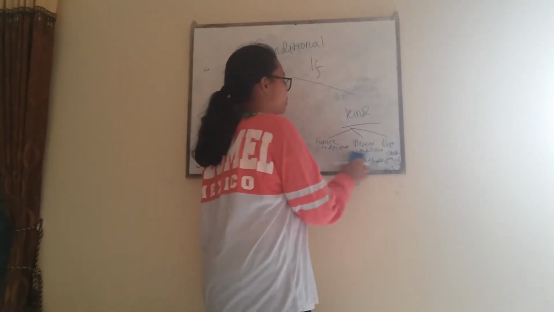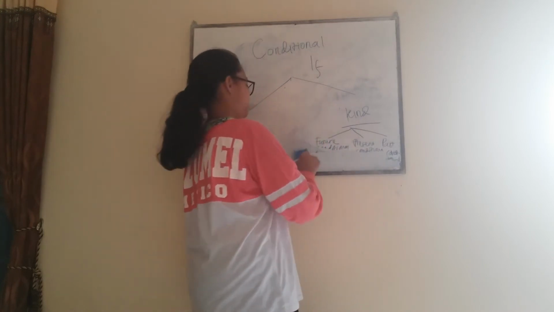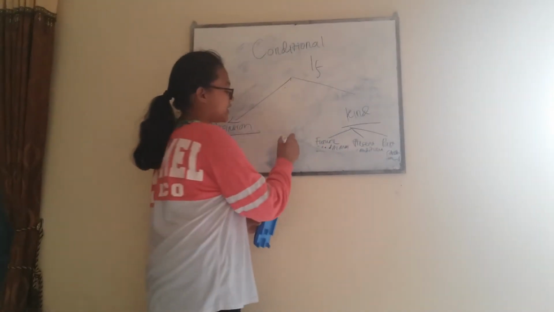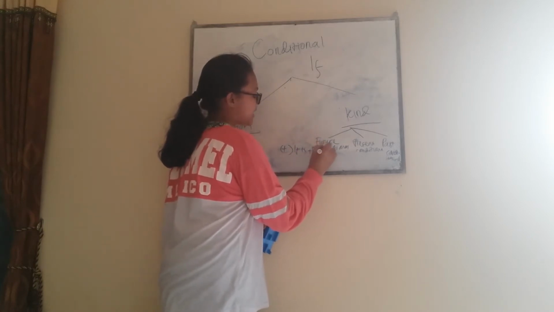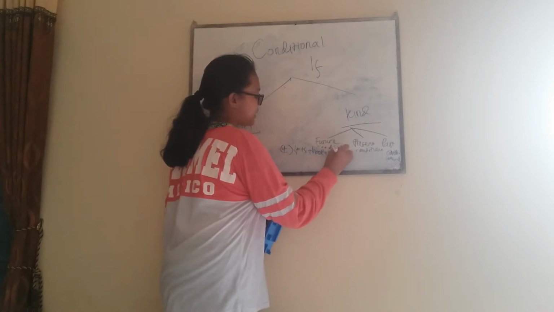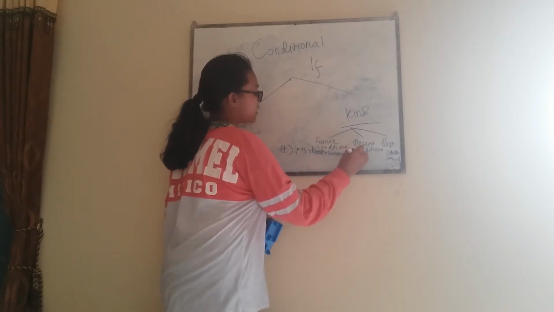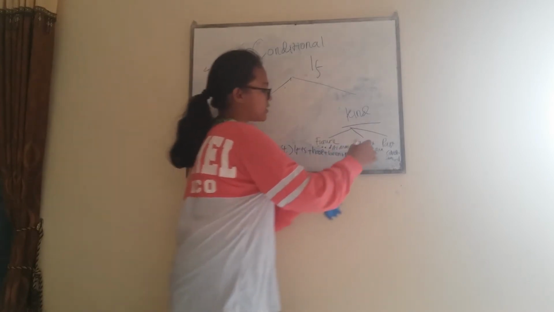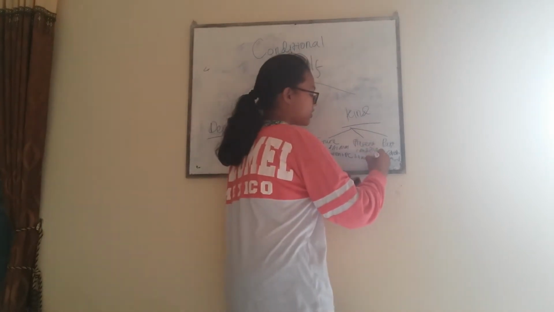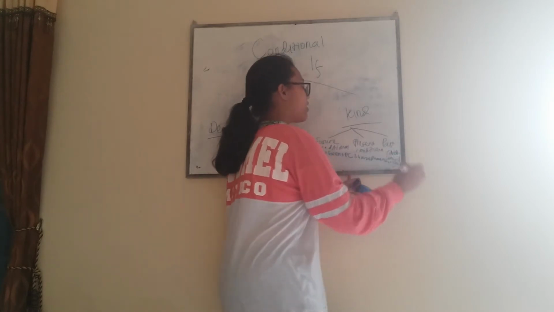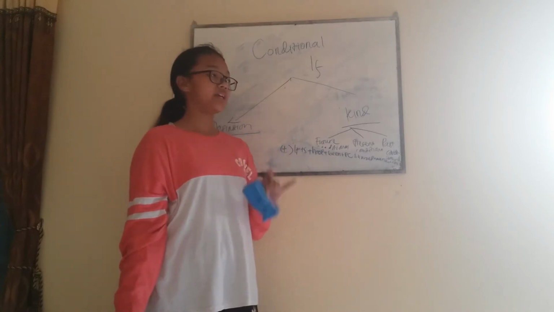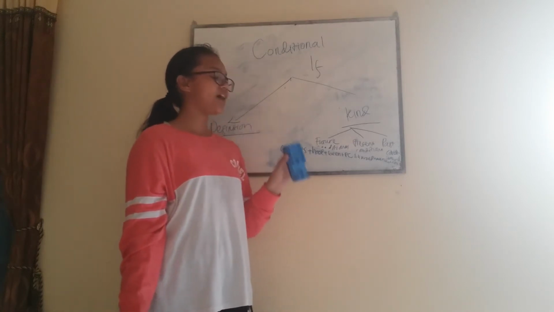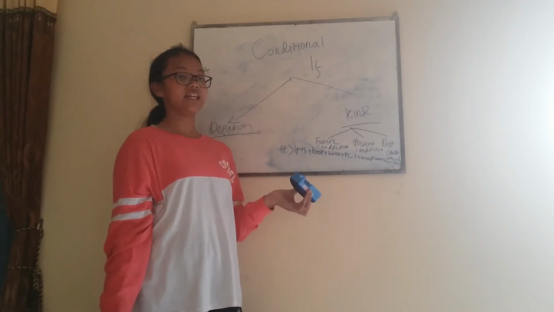And now we go to the nominal pattern. The nominal pattern in positive is if plus subject plus had plus been plus predicate complement, comma subject plus would have plus been plus predicate complement. For example, if Winnie had been rich, they would have been happy yesterday.